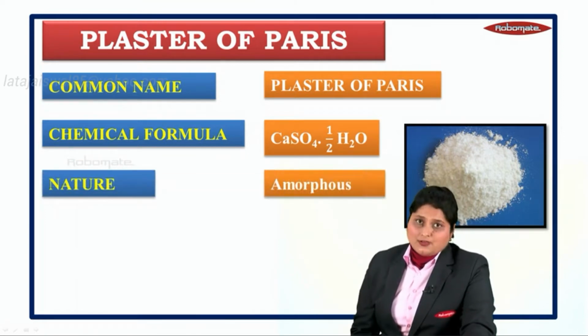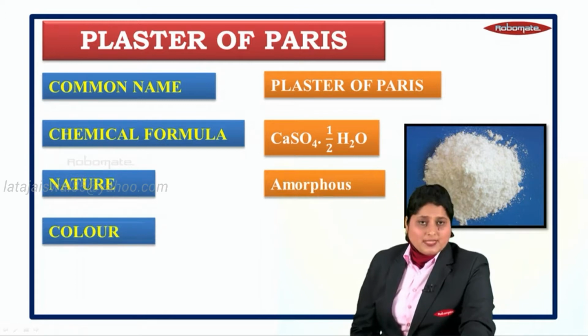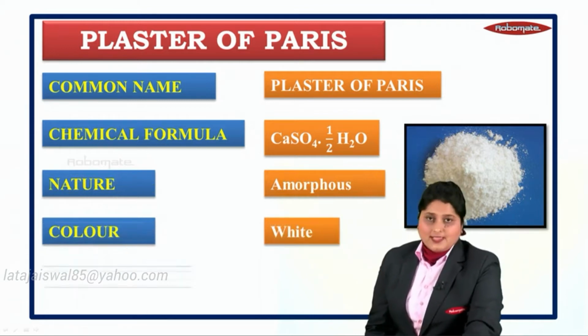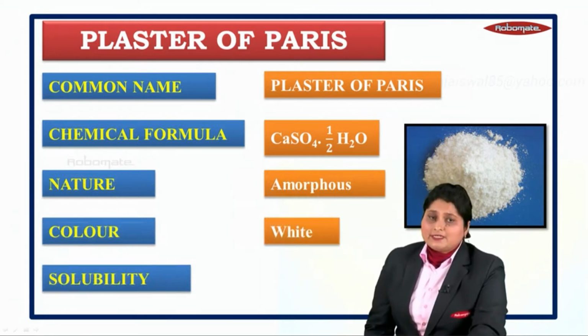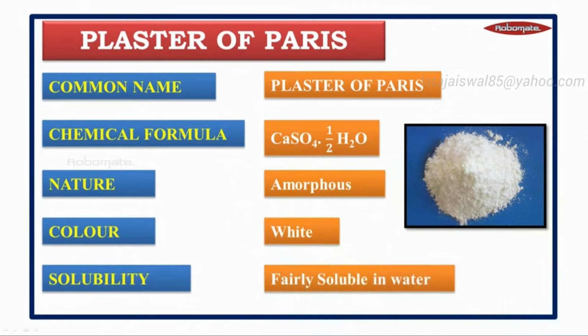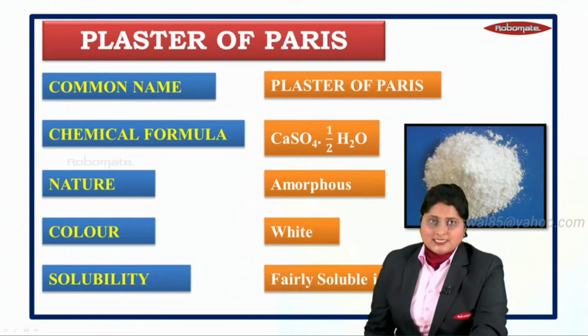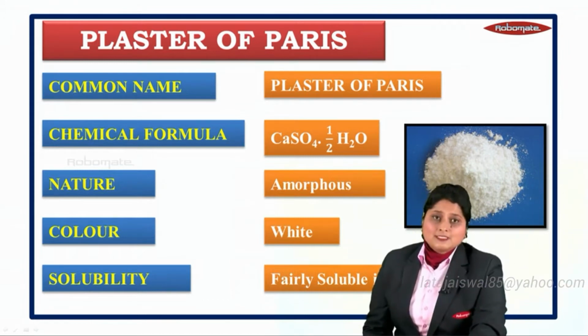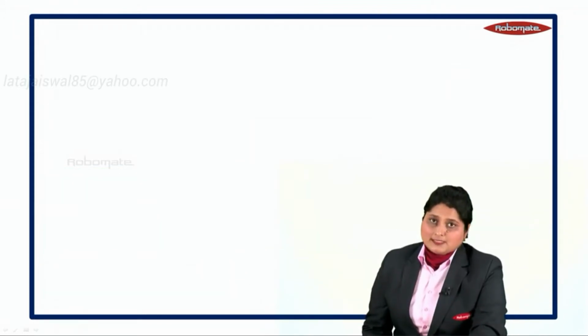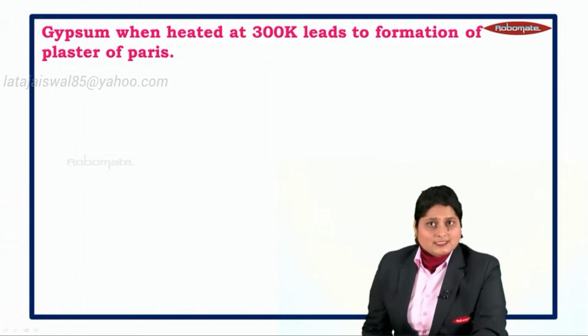Next, its nature. It is amorphous, that means very smooth to touch. Its color is white. And its solubility: when we try to dissolve it in water, it is fairly soluble in water. Little soluble, little insoluble. Let's move ahead with the study of plaster of Paris. What are we going to study next?